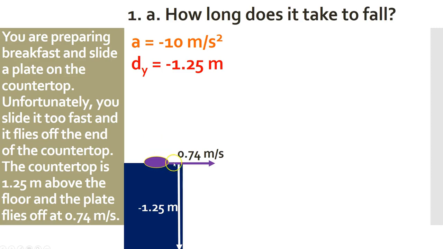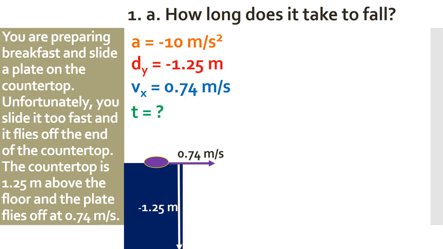We know that our dy, the height of our counter, is negative 1.25 meters, or it's falling a distance of 1.25 meters down toward the floor. We know that our Vx, our horizontal velocity, is 0.74 meters per second.